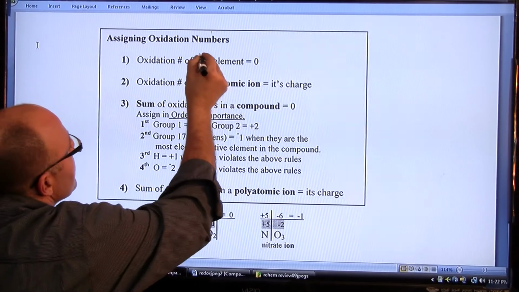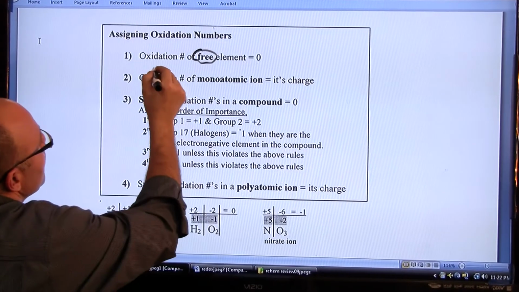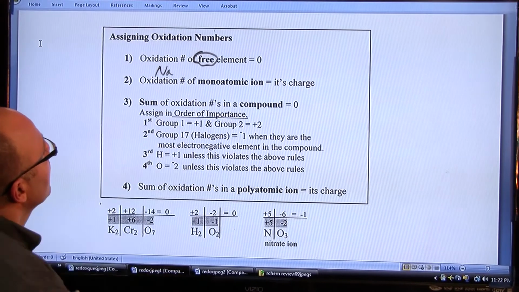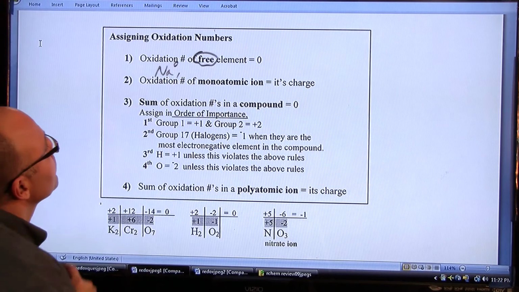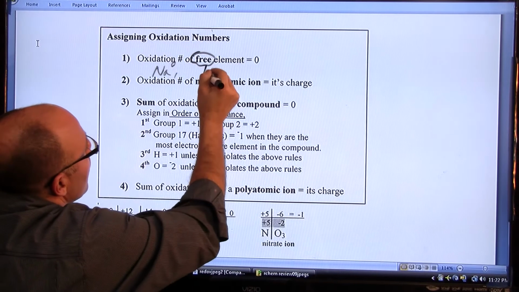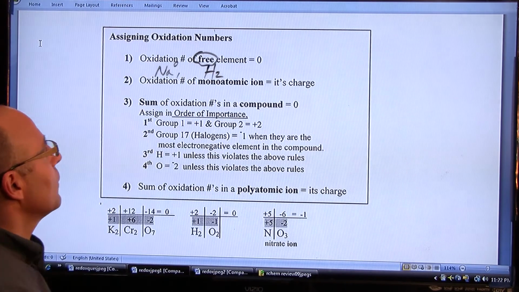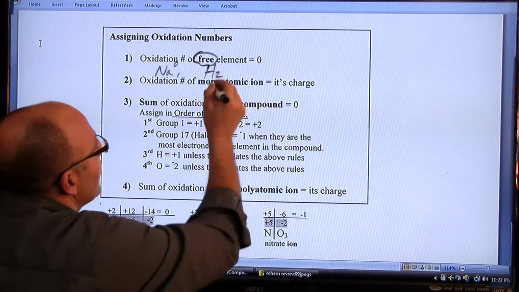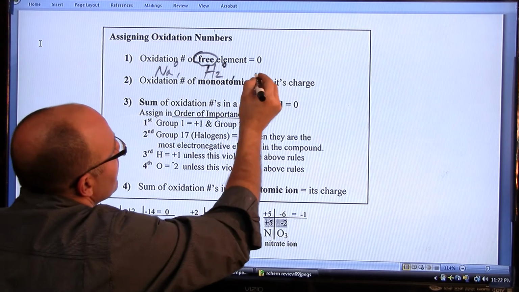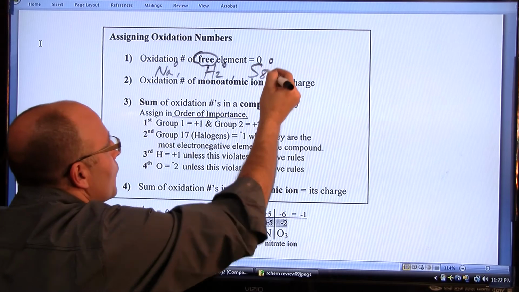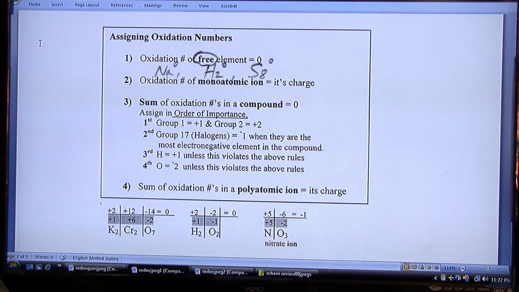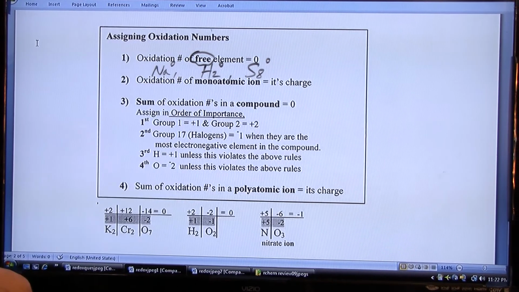Okay, so let's put in some examples of those. For example, if I just wrote Na by itself with nothing else there, you could assume that is 0. If I wrote H2, hydrogen, with nothing else but hydrogen there, that's 0. Even if I wrote S8, again, each sulfur atom there would have an oxidation state of 0, because there's no other element there.